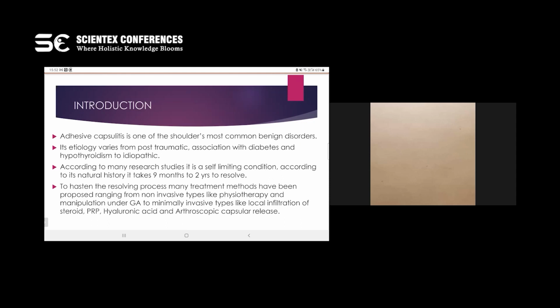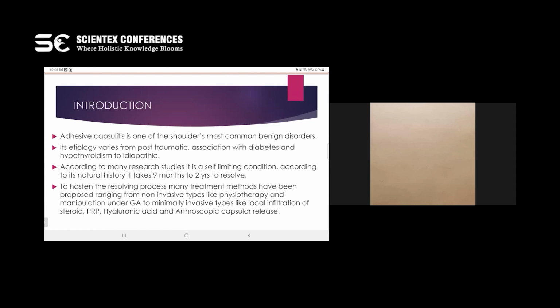According to many research studies, adhesive capsulitis is a self-limiting condition. Even without any treatment, it subsides, with a natural history ranging from 9 months to 2 years. It will resolve by itself. But why do we want to treat it? We are trying to hasten the resolving process so that the period of limited activities for the patient is reduced.